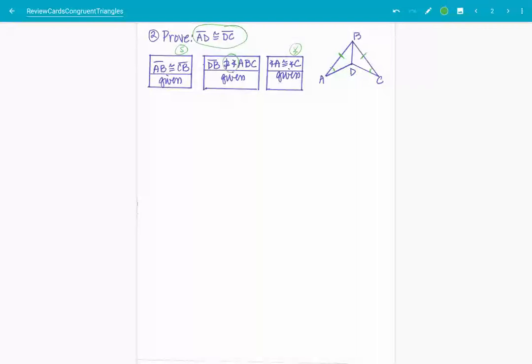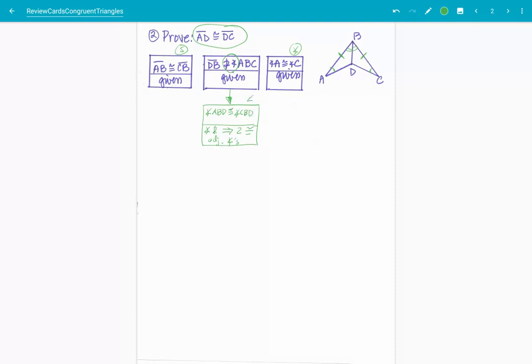Now, an angle bisector, let's see, DB. So this segment here bisects ABC. I'll write that first. Angle bisector implies that we've got two congruent adjacent angles. And that's these two that I just marked, ABD and CBD. So I'll put that down. Angle ABD is congruent to angle CBD.